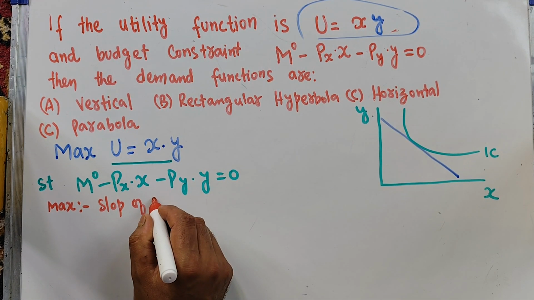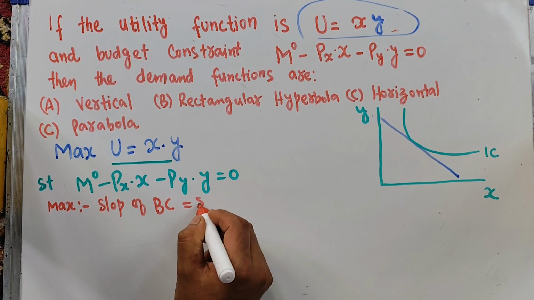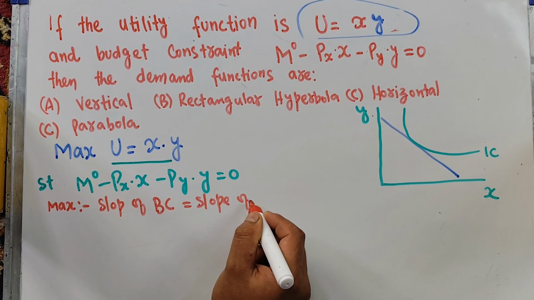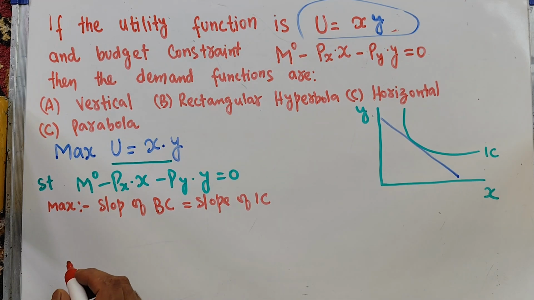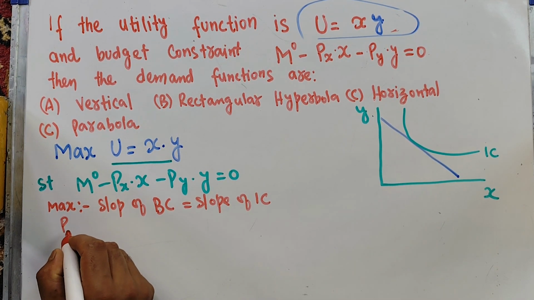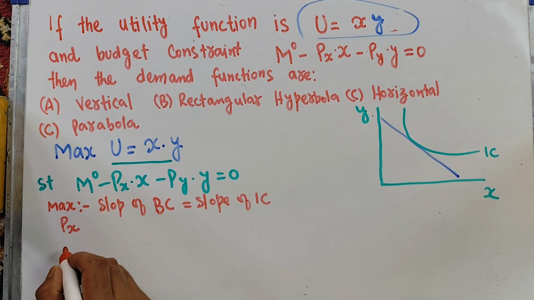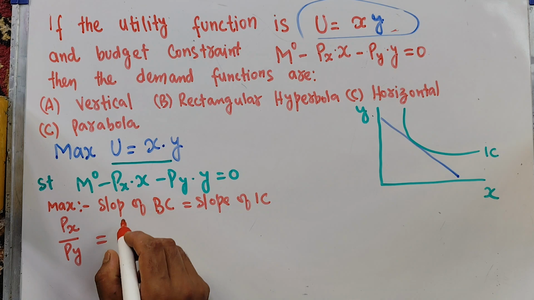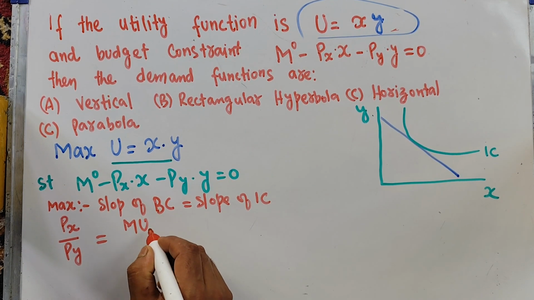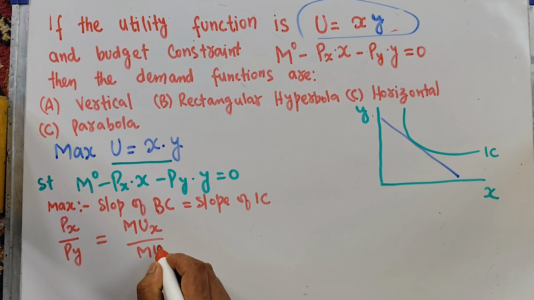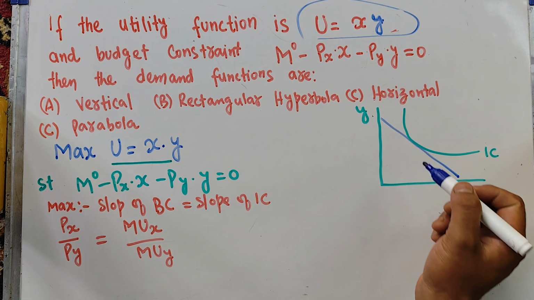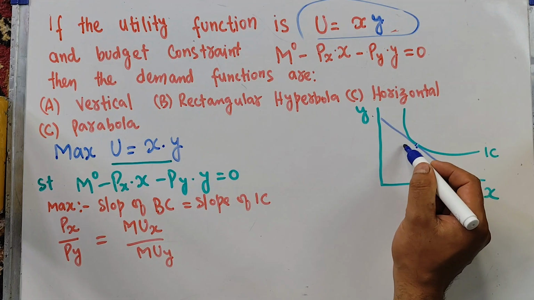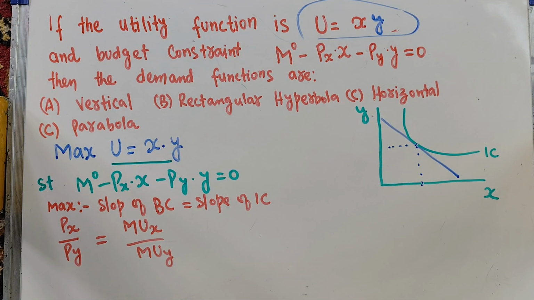of budget constraint is equal to the slope of indifference curve. Okay, so the slope of the budget constraint is simply the ratio of the prices of the two goods, that is px upon py. It should be equal to the slope of the indifference curve, that is the ratio of the marginal utility of good x upon the marginal utility of good y. Okay, so to find out the demand functions, first we need to solve the utility maximization problem, then we can derive the demand function.